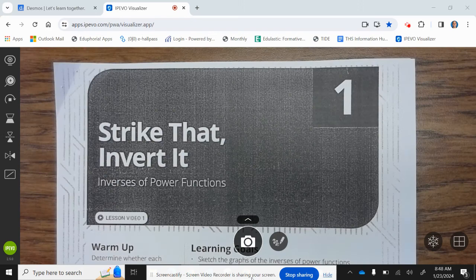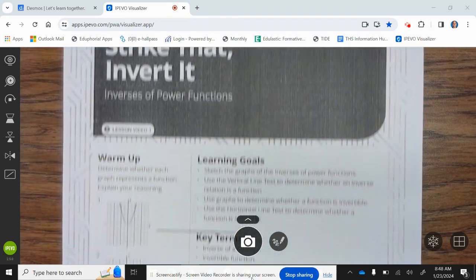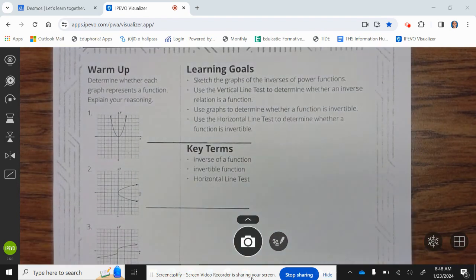Inverses of power functions. Warm up. Determine whether each graph represents a function. Explain your reasoning.